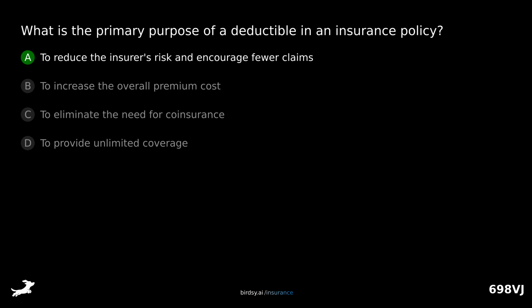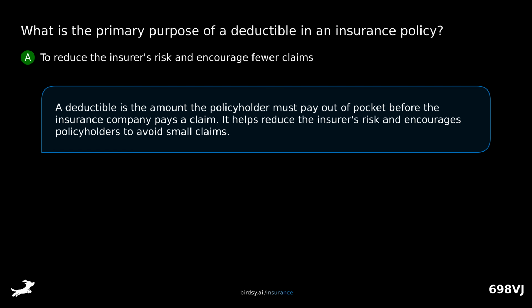The answer is A, to reduce the insurer's risk and encourage fewer claims. A deductible is the amount the policyholder must pay out of pocket before the insurance company pays a claim. It helps reduce the insurer's risk and encourages policyholders to avoid small claims.